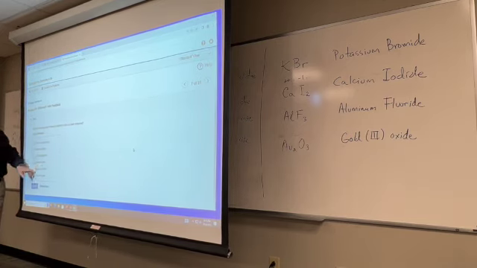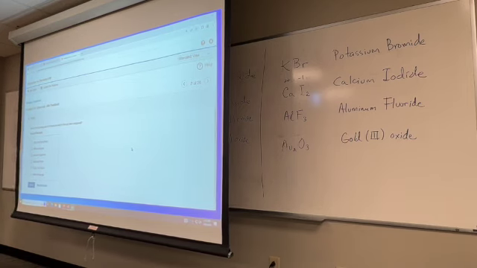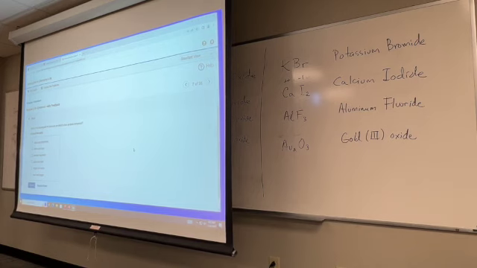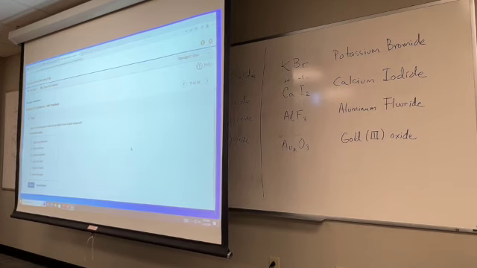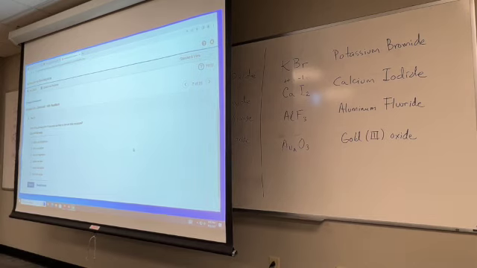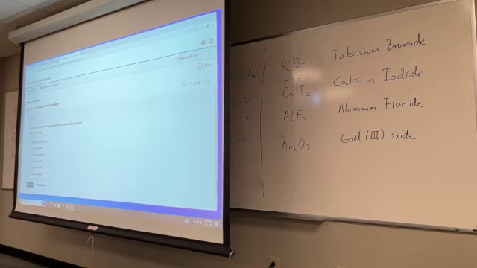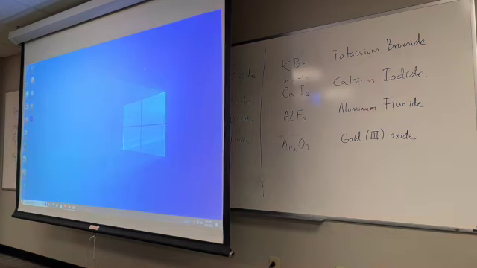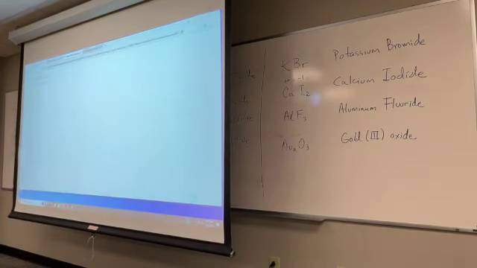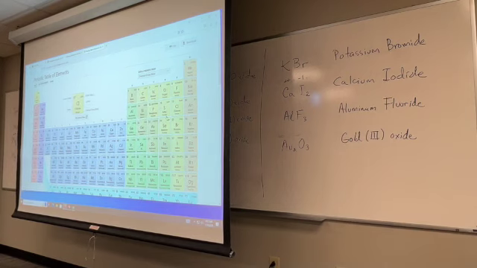Sodium and neon. Neon is a trick question. Neon is not a metal and it's not a nonmetal either. It's in group 18. Remember, the nonmetals end right here.